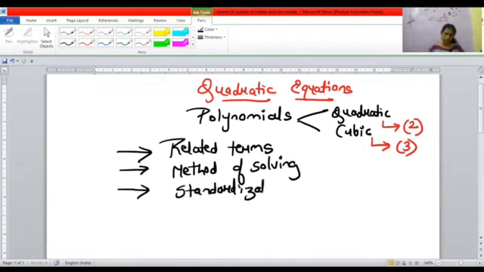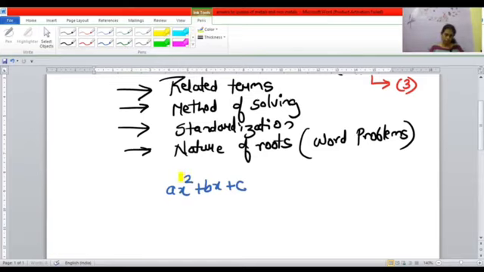The very first thing I've written is related terms, so I'm going to proceed with my chapter. A quadratic equation is of the form ax square plus bx plus c. You can see very well that the degree is 2, right? Here I've written ax square plus bx plus c. This is your first term, this is our middle term, and this is our constant.